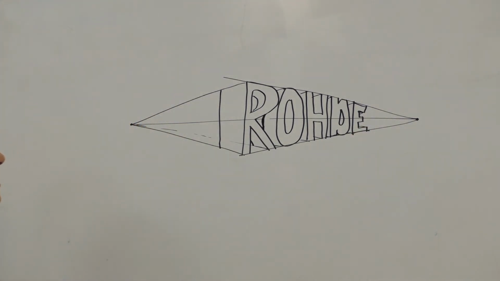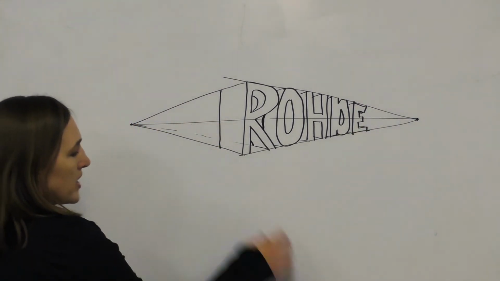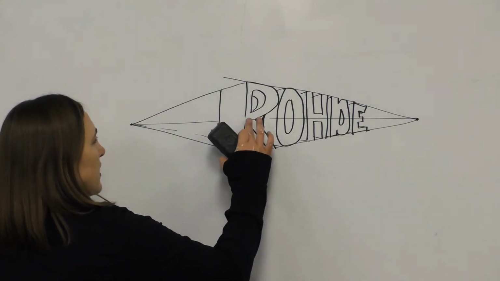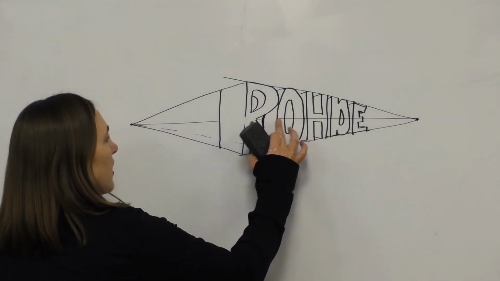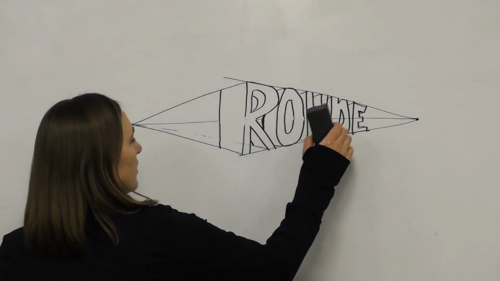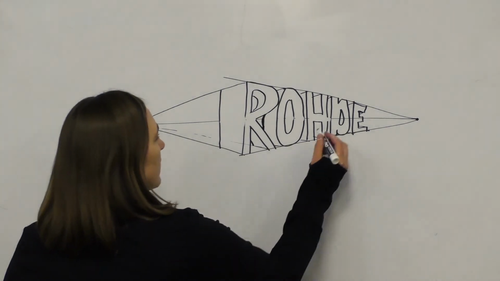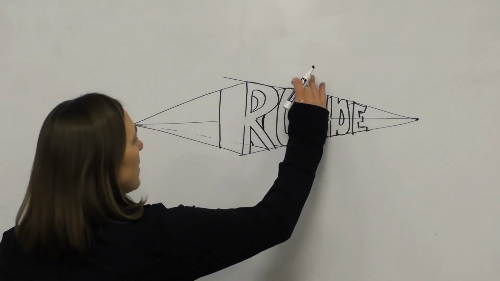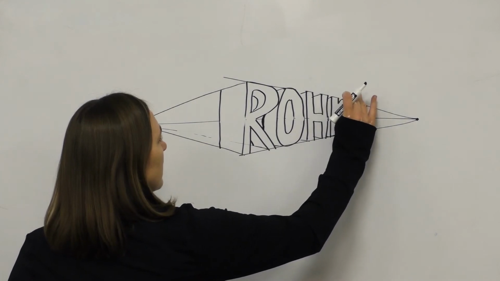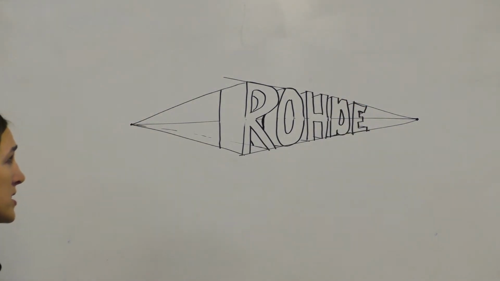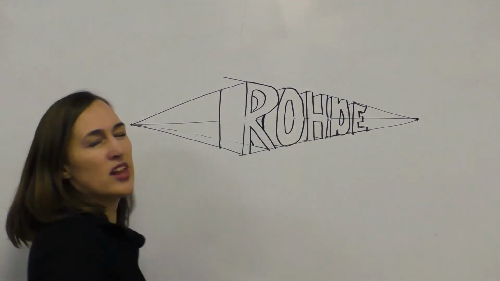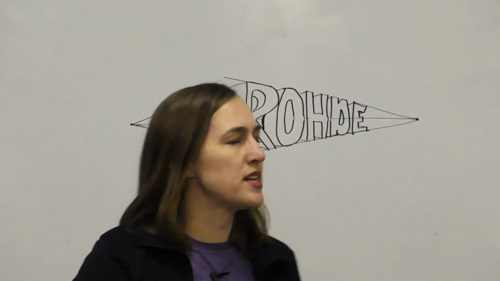Once you're done with that, you can leave this part of the horizon line, but erase it if it has a letter over top of it. Same thing up here, you can erase these little bits that you don't need. Now it looks like your name, or it should look like your name, but it doesn't look like a monument or a sculpture or architecture.